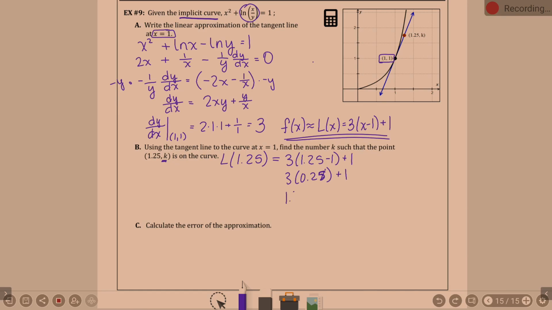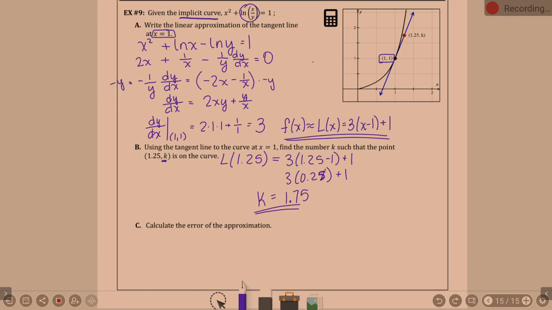My brain said 1.75, only because they gave us the decimal 1.25. K is just a y value. That L of 1.25 is a y value. It's a tricky worded question, but it wasn't anything difficult. We're just plugging in like we have been.